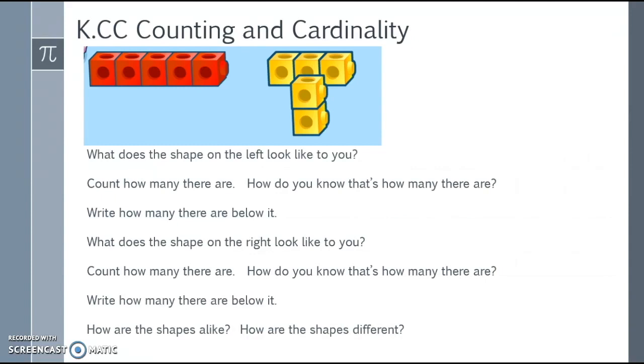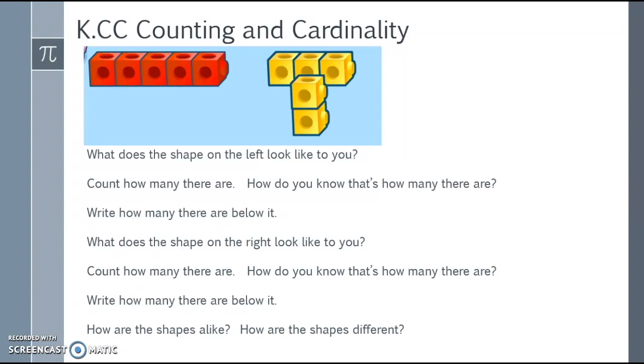So let's talk a little bit more about the relationship between equality here. I've got 2 students that set up their cubes as follows. And you might ask the question, what does the shape on the left look like to you? And students can use their imagination. Again, there's no right or wrong answers.